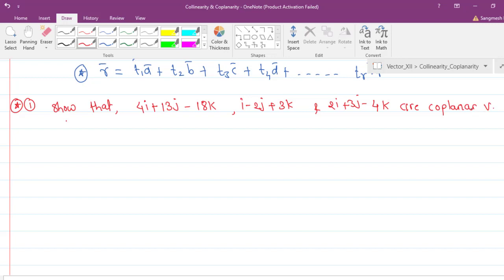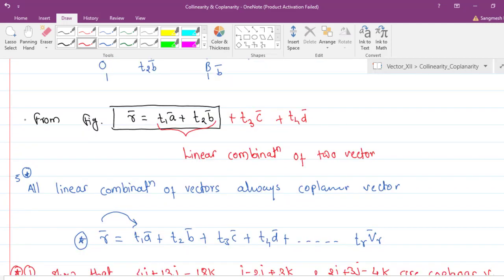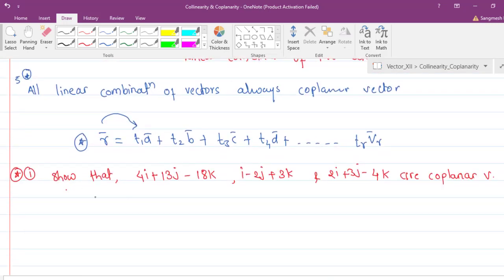We have to show that all these 3 vectors are coplanar vectors. Means at least any one of these 3 vectors is a linear combination of the other 2 vectors, and that we have to prove. The one vector which is the linear combination of the other 2 vectors, that we have to show. If we are able to show that, then we can definitely conclude that these 3 vectors are coplanar vectors. So let's solve this question.